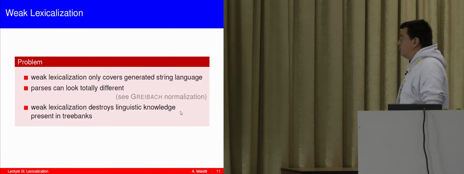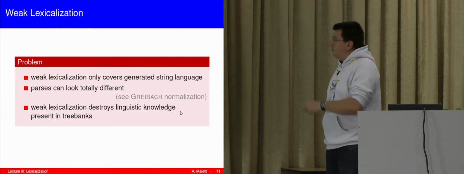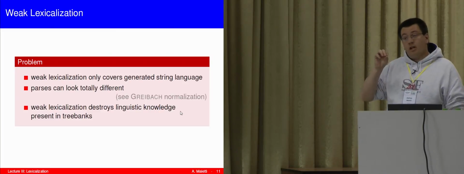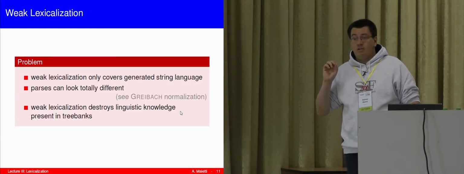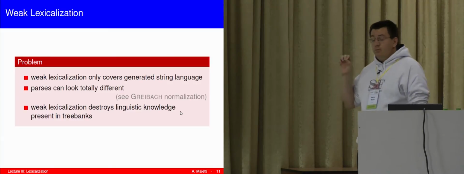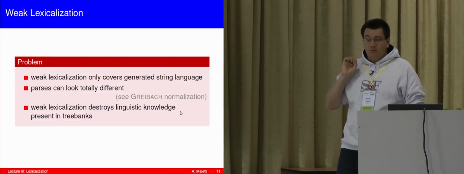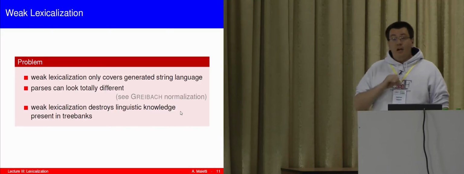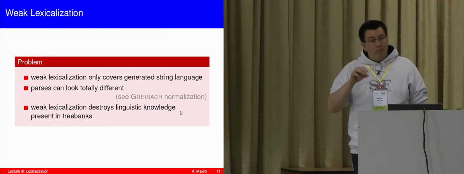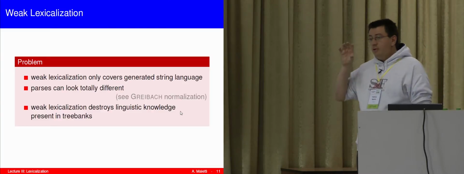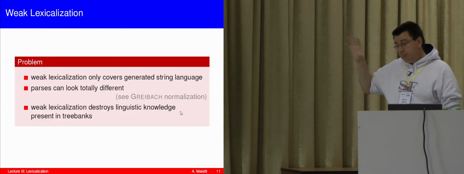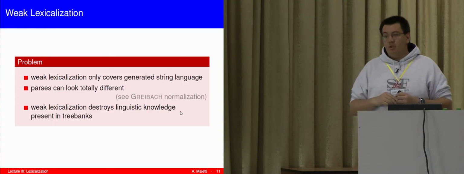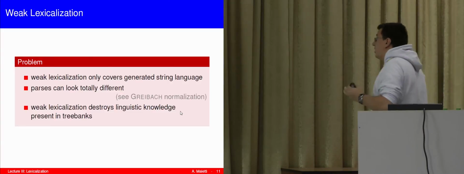And here are the problems. Weak lexicalization only covers the generated string language. If you know the Greibach normal form construction, you know that the grammar that you'll end up with will look totally different from the grammar that you started with. Which means, however, that your parsers will suddenly look very, very different. If you remember how the derivation trees for a Greibach normal form grammar look, and the ones for your original context-free grammar, there is next to no relation between them. It's a very annoying thing.